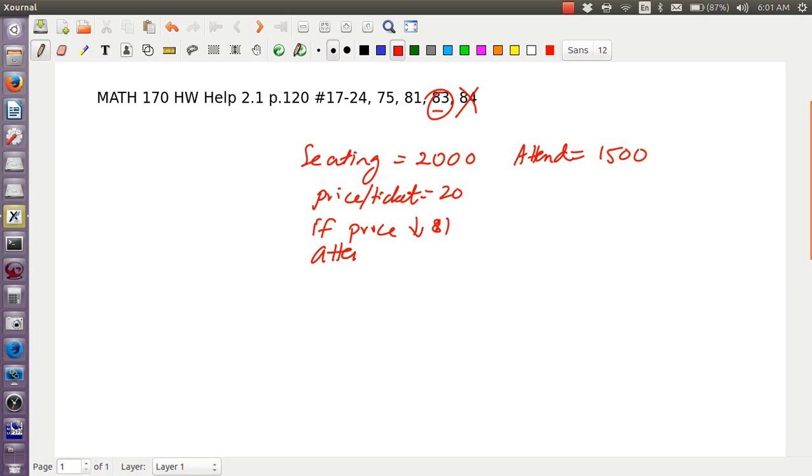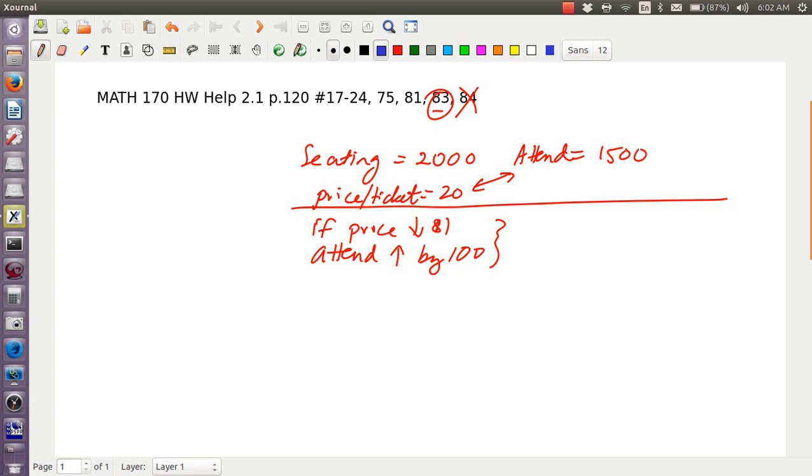attendance goes up by 100. Okay, this is why, because the attendance and the price are tied in this way. Right, the revenue of the theater is a function of ticket price. How annoying. Okay, but this is a great question. Okay, so we have attendance is a function of ticket price.